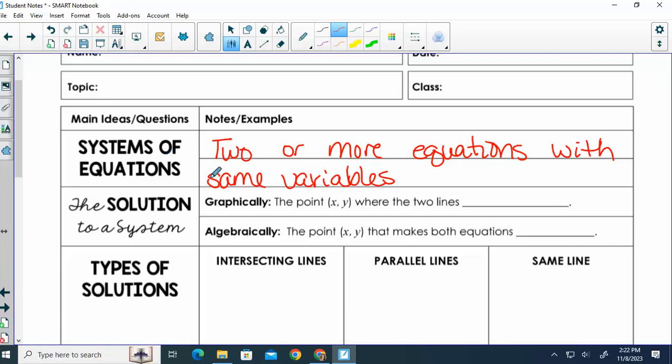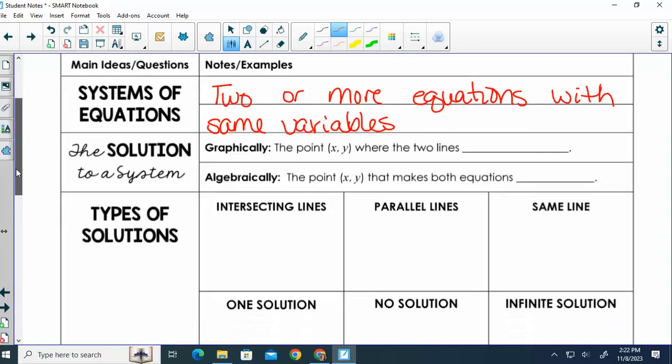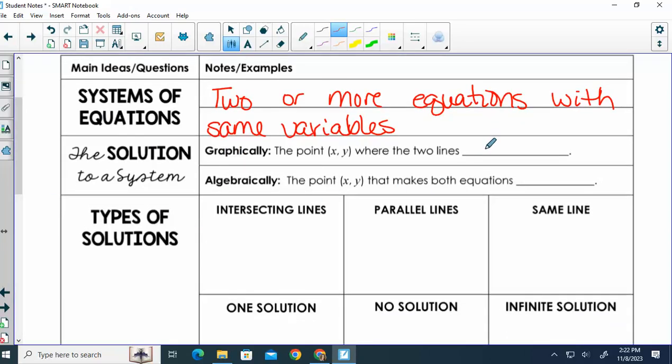When we are looking at these, a solution is going to be a point where two lines intersect. And that's what we're really going to focus on today. We'll be graphing both of the lines and looking for where they hit each other. That is the solution point. Algebraically, that point is whatever point makes both equations true. So it's like finding an ordered pair where both equations would be true at the same time.